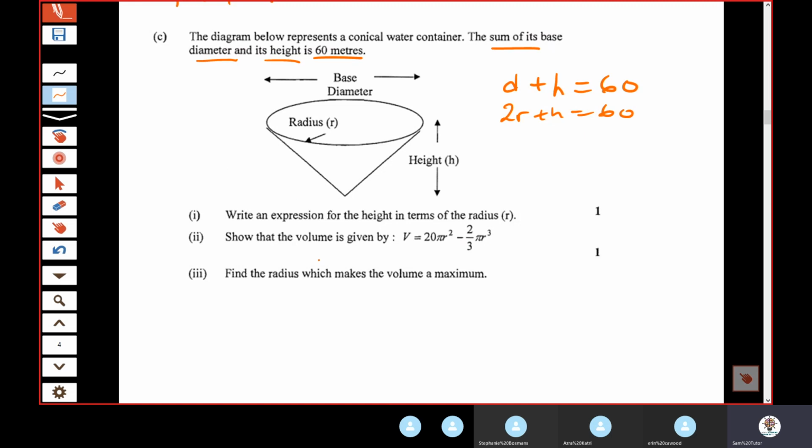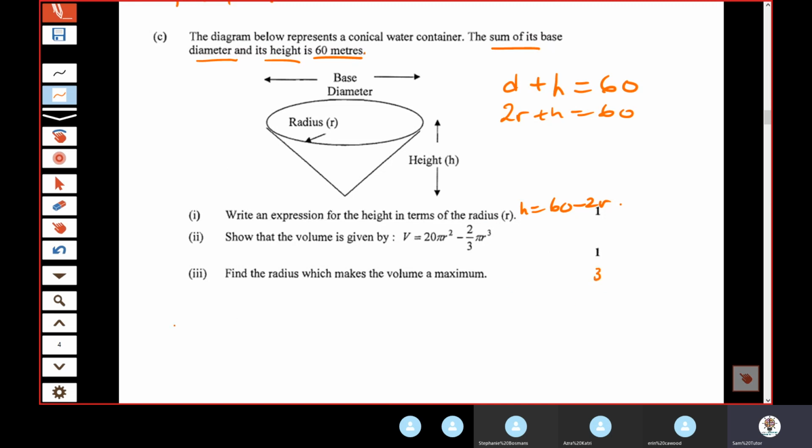And then I read the question. Write an expression for the height in terms of the radius. Sweet, I've already answered that, without even reading it. That's just how I do questions. I always try to not read and first ask myself from what they've given, what would I usually do? Kind of look down here, I can see R's, and I straight away think diameter equals 2 radius. Find height in terms of radius, so height equals 60, take away 2R. 1 mark.